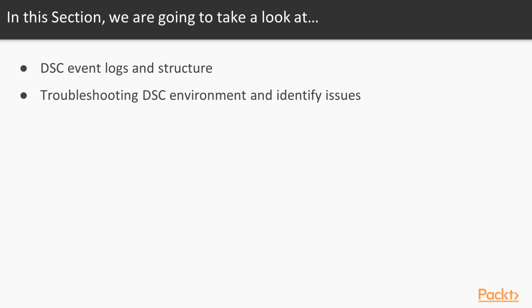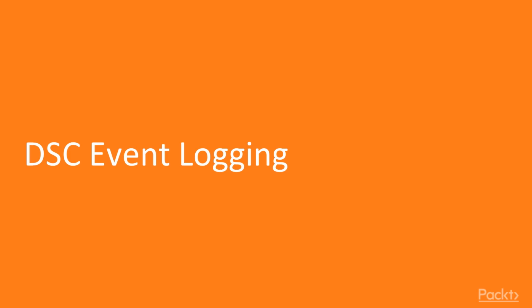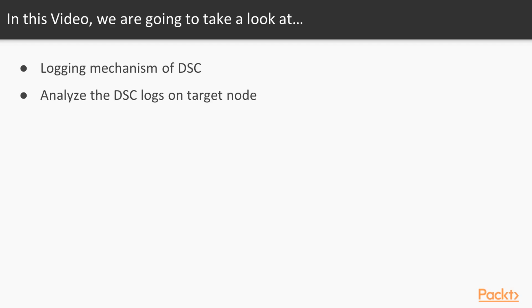We'll also go in and take a look at the logs and do some basic troubleshooting on the DSC environment and see how we can make use of this information to identify issues in the configuration. DSC provides a wealth of information on how the system is working. From successful to failed operations, DSC logs it all. In this video, we'll have a look at the logging mechanism of DSC and how to analyze and see the DSC logs on a target node.